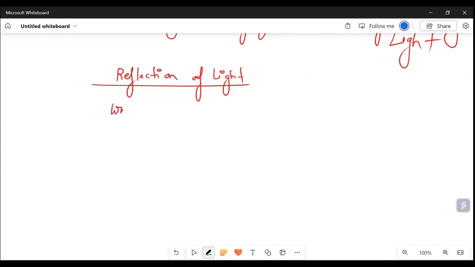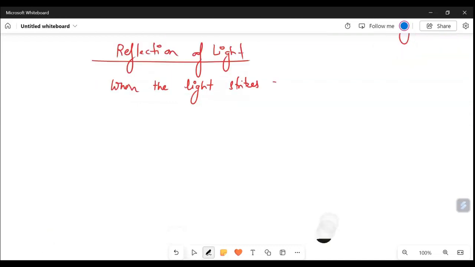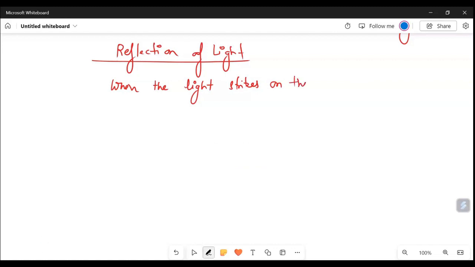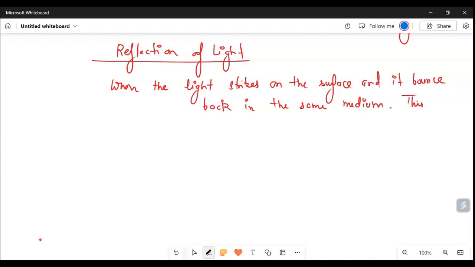When light strikes a surface and bounces back in the same medium, this phenomenon is called reflection of light.